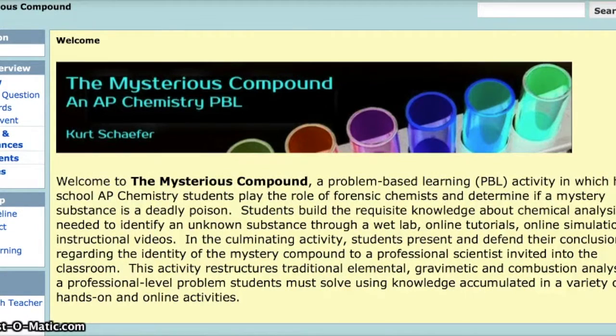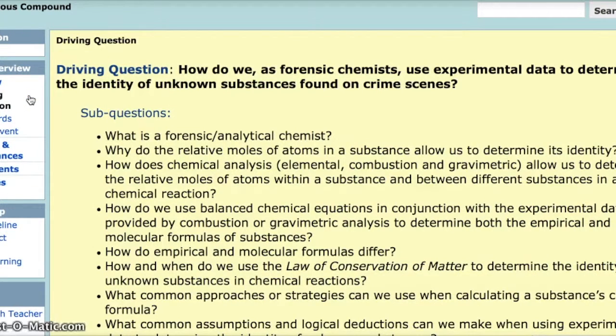The mysterious compound problem-based learning activity, which I created for my chemistry students, is an example of my desire to take the theoretical knowledge I had gained about constructivism and put it into practice. In this PBL, my students are answering the driving question: how do we, as forensic chemists, use experimental data to determine the identity of unknown substances found on crime scenes?